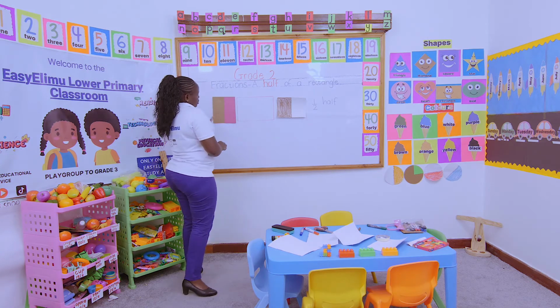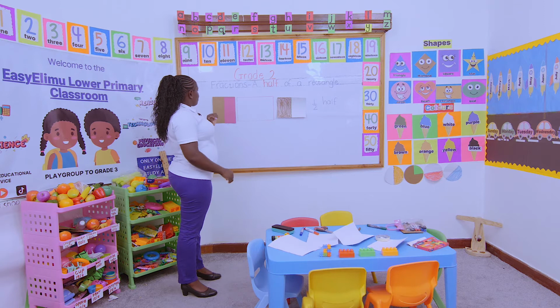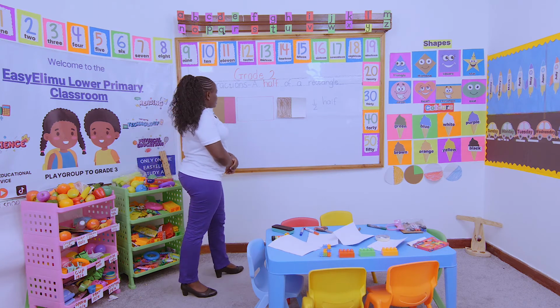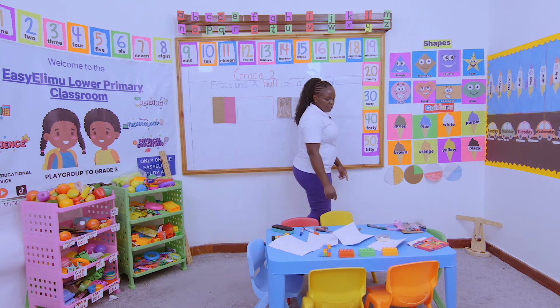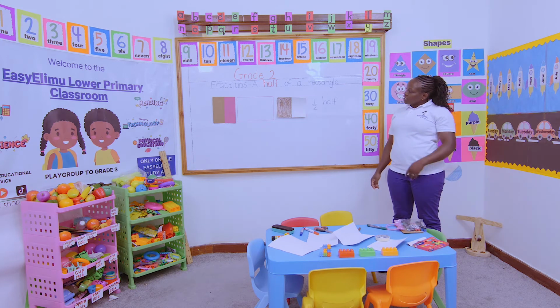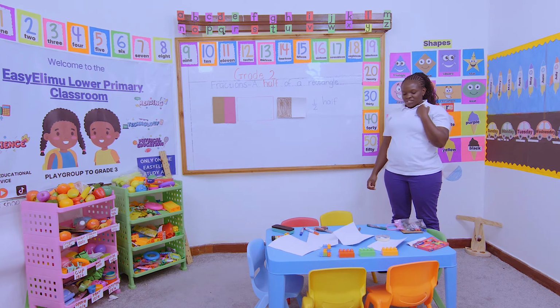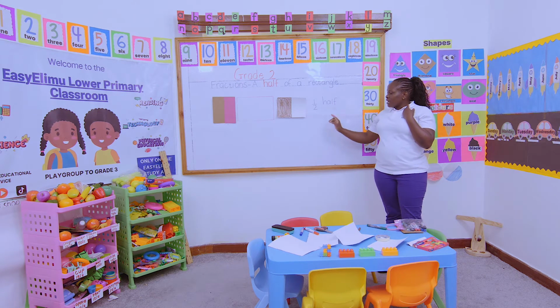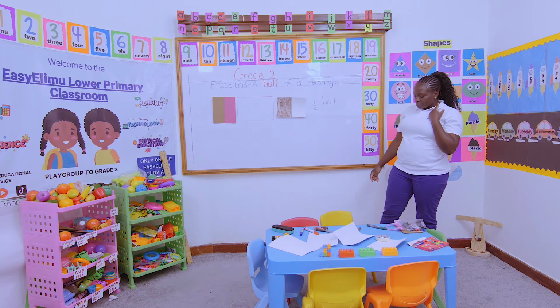Does it change or is it still part of the bread? Have I shared the bread equally or has it changed? Look at the bread. Has it changed? It has not changed. So what are we saying? A half is part of the whole.